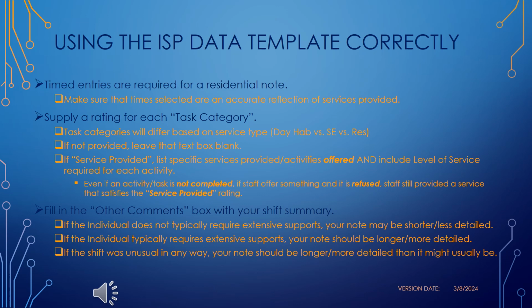Because at some point, regardless of the shift, staff are extremely likely to provide one of the three following services: administering meds, providing supervision, and or serving a meal. All of these services fall under that activities of daily living category. So regardless of the shift, regardless of the individual, staff should be selecting service provided for activities of daily living. All of the other task categories are very dependent on the program, the individual, and the type of shift that staff are fulfilling or documenting on.